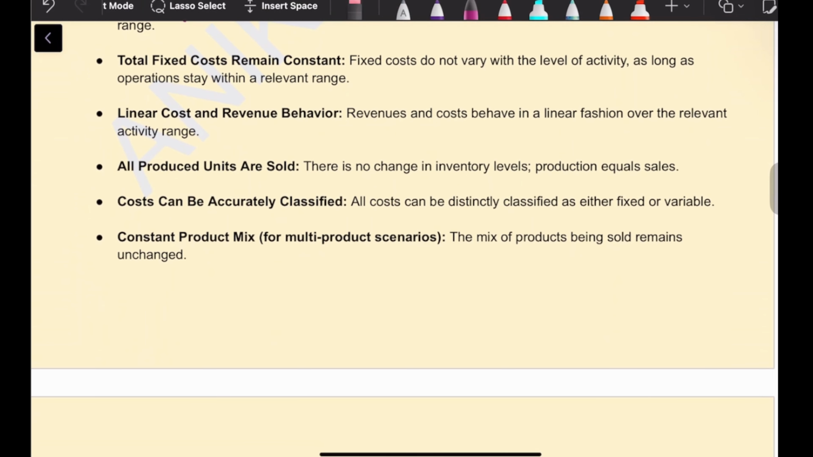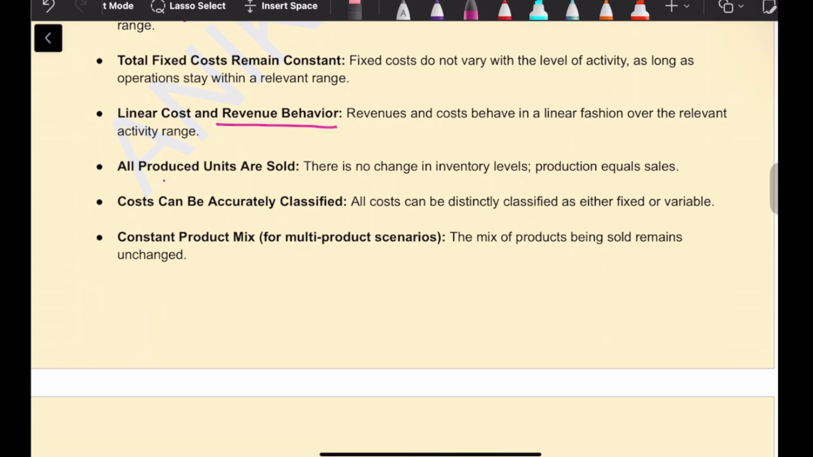The cost and revenue are linear in behavior. That means they are a straight line. They may not be a straight line in reality; it may be a curve, it can be an exponential curve. If you buy one phone, it will be 1 lakh. But if you buy maybe 1 lakh phones, your cost will go to maybe around 65,000. So they do not behave linearly, but for CVP analysis, such assumptions are made.